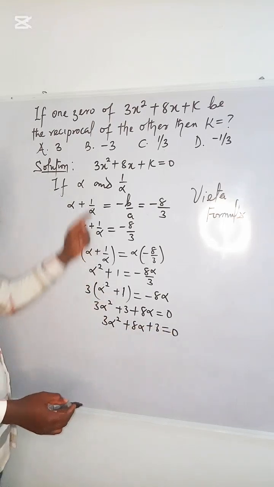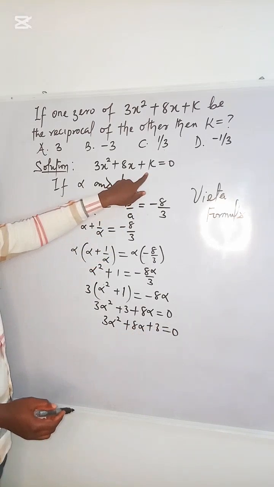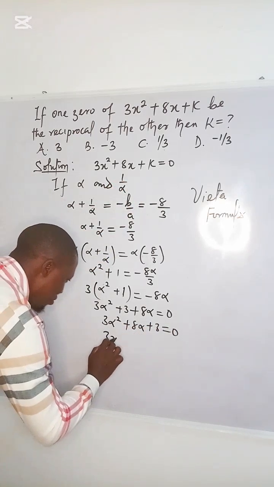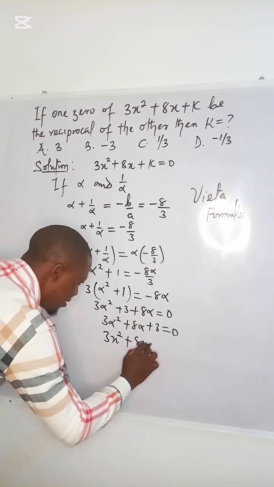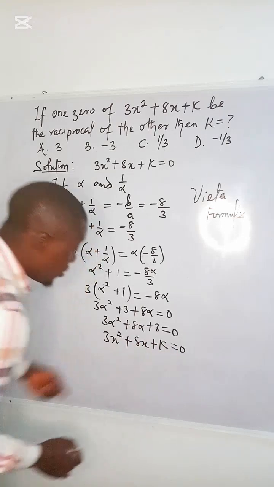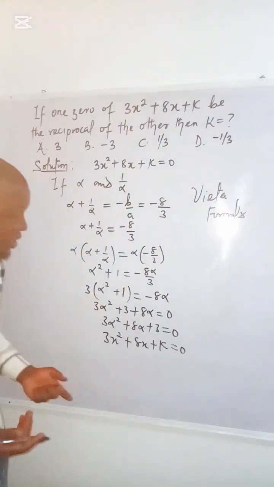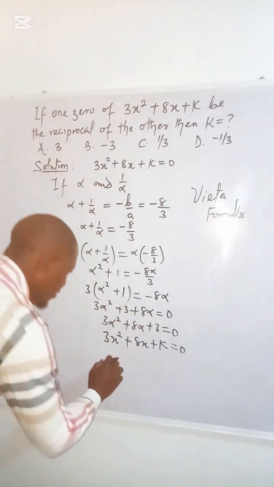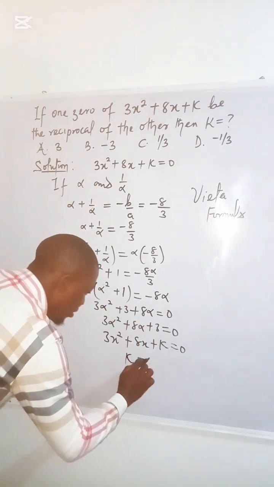This is the equation that gives that root. And don't forget, this is what we are about to find. So let's equate it with 3x square plus 8x plus k is equal to 0. From this view, can you tell me the value of k here? Easily, when you equate it, the value of k here is 3.